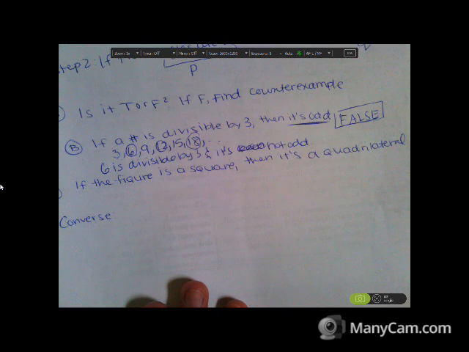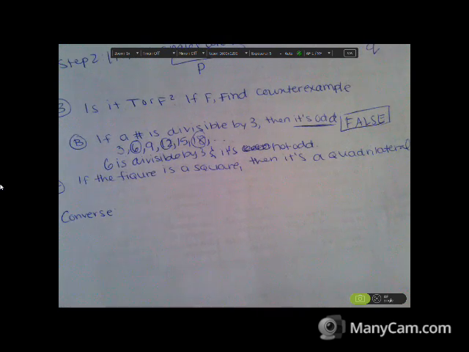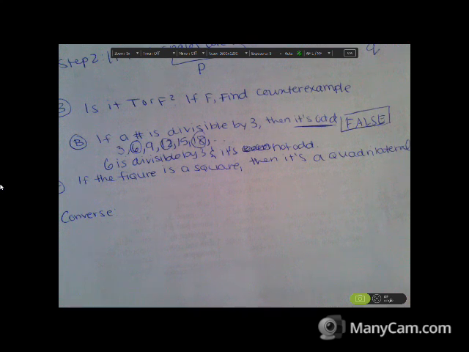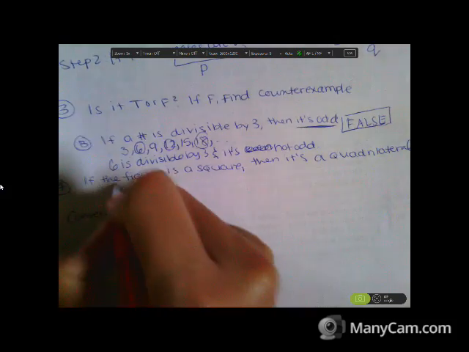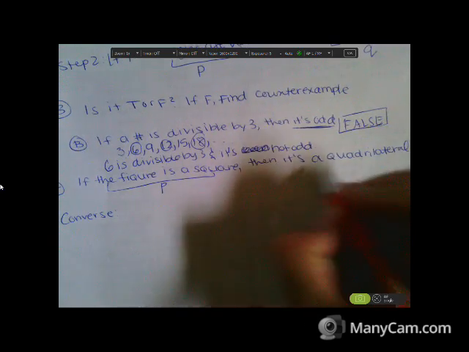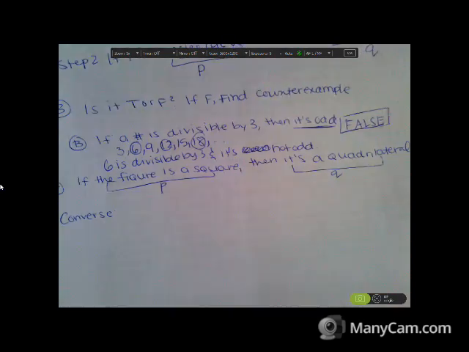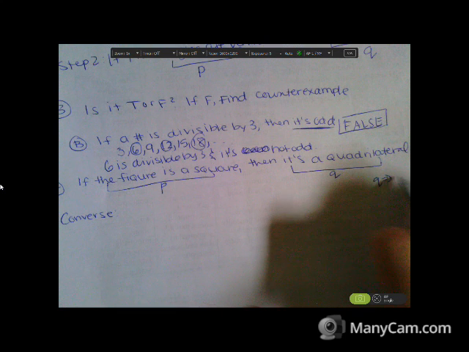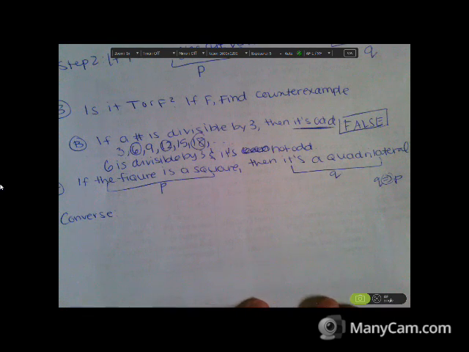If the figure is a square, then it's a quadrilateral. So they want us to write the converse, the inverse, and the contrapositive. So let's first identify our hypothesis and our conclusion. The hypothesis in the beginning, the figure is a square. That's our P. Then is a quadrilateral. This is our conclusion. This is our Q. So converse is Q then P. This arrow stands for then, or implies.